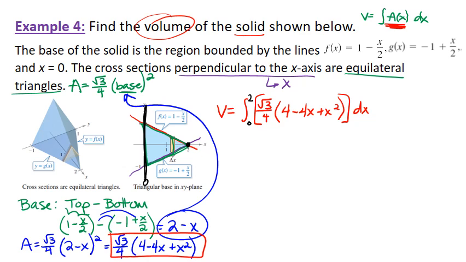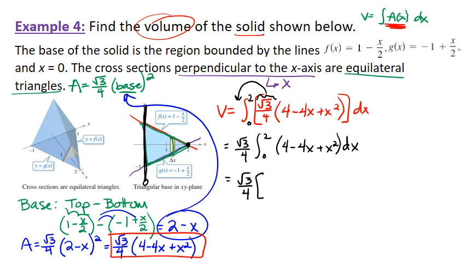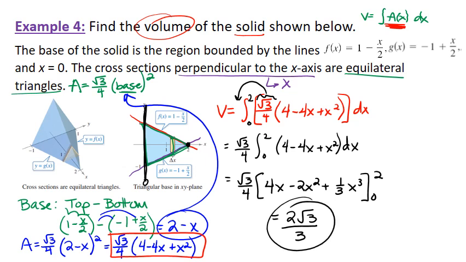Now I integrate this, and that's something you should be able to do. It may be helpful to take this constant and move that out. So you'll just integrate 4 minus 4x plus x squared. And when you integrate, you should end up with this. And you are going to evaluate this from 0 to 2. When you do, and you simplify everything, you should get 2 root 3 over 3. And that's it.